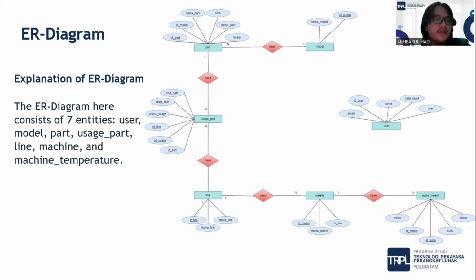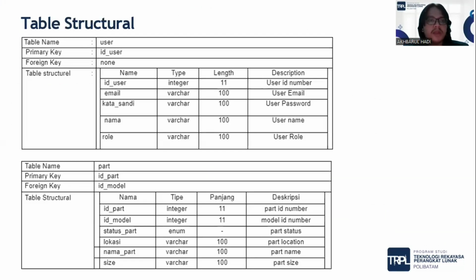And this is the ER diagram. The ER diagram here consists of 7 entities: user entity, model entity, part entity, user part entity, line entity, machine entity, and machine temperature entity. Table structure: table name user, primary key ID user, foreign key none. ID user type integer, email type varchar, kata sandi type varchar, nama type varchar, role type varchar. And table name part, primary key ID part, foreign key ID model. ID part type integer, ID model type integer, status part type enum, lokasi type varchar, nama part type varchar, size type varchar.